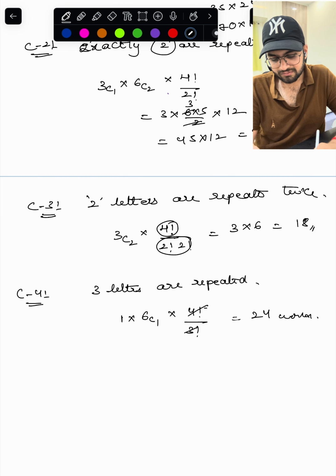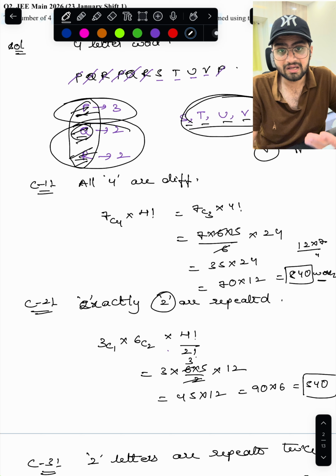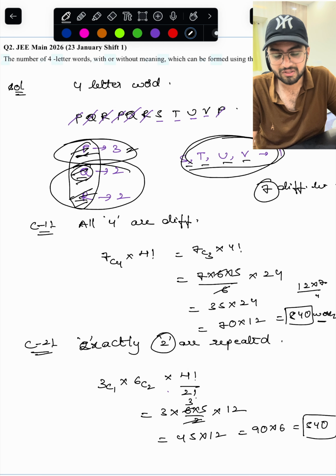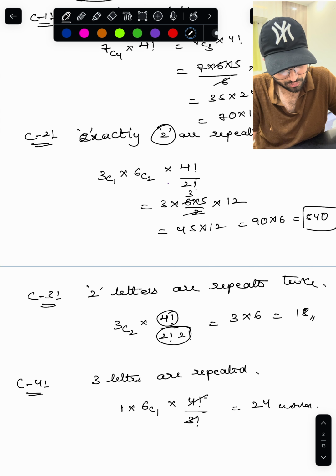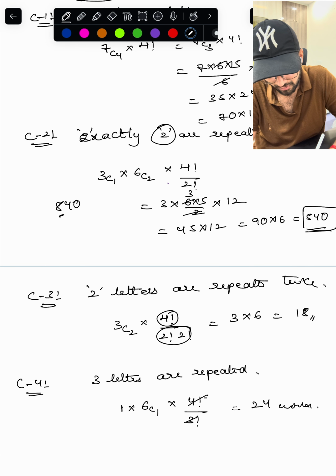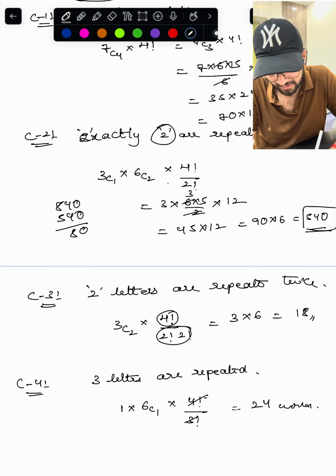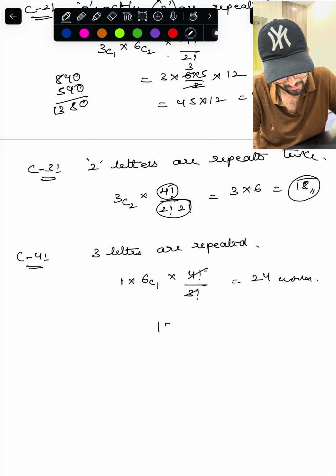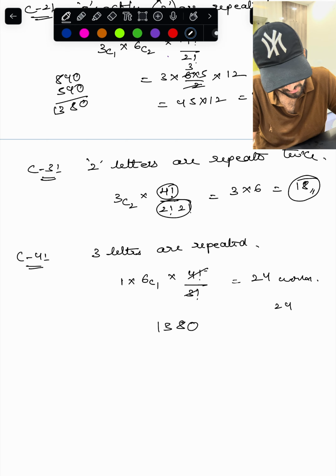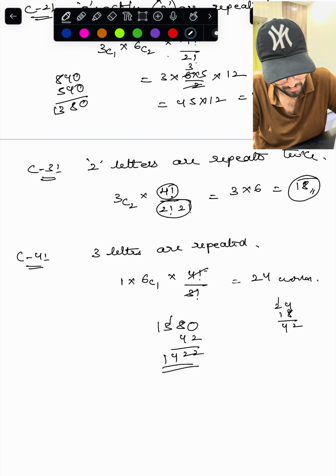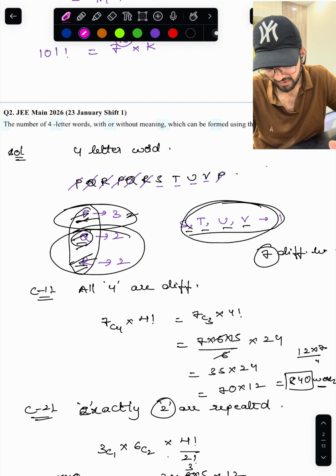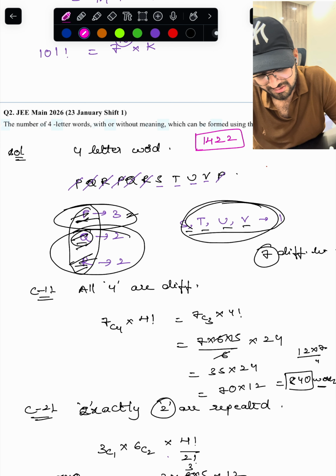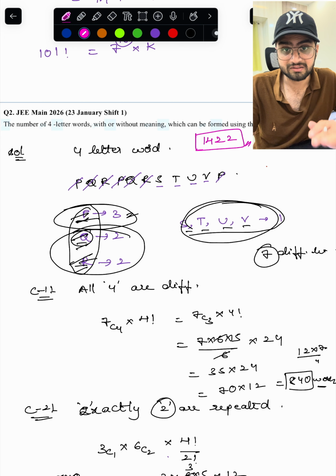Now case 5 is not possible because 4 letters can't be the same, since the maximum is 3 letters repeated, right? So the total is 840 plus 540, which is 1380, plus 18 plus 24, which is 42. If you add them, 1380 plus 42, 1422. So the answer must be 1422. It's just a simple case of counting, so you can solve it easily, right?